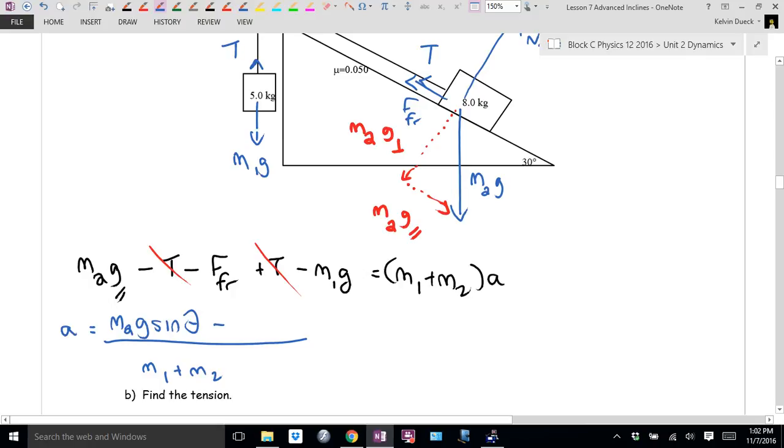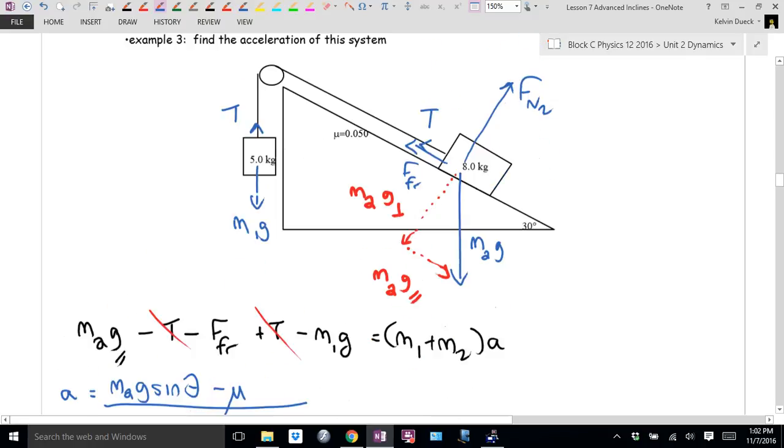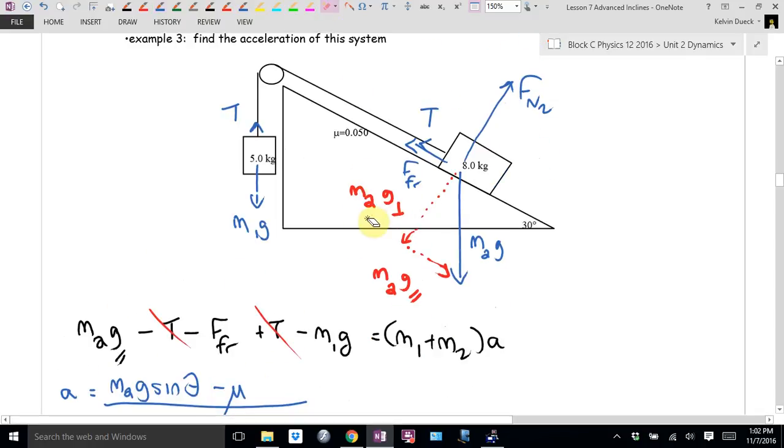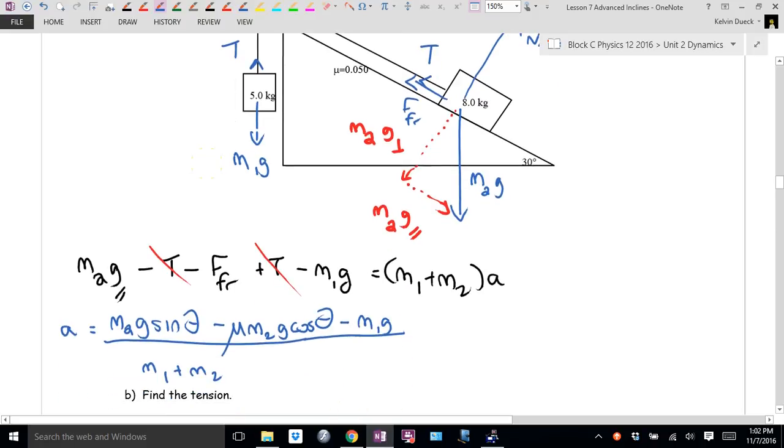Friction is what times what? Mu times the normal force. I don't know the normal force. Oh, but look. I know another force the same size as normal force number 2, M2G perpendicular. Which trig function? Of course it is. M2G cos. And then I have minus M1G. That just drops down like a domino. Okay? So far, so good. Let's plug in numbers.